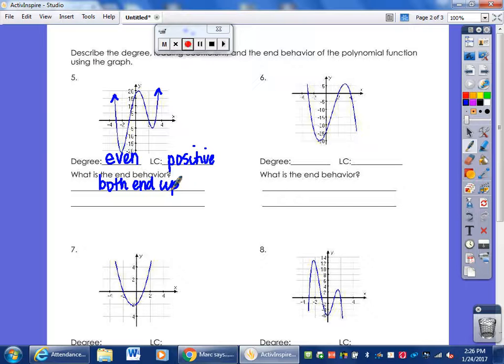Okay, for the next one, this is like an S-shaped graph. So the degree of this particular one is going to be an odd function. The leading coefficient, because it's starting high and ending low, is going to have to be negative. And it starts up and ends down.